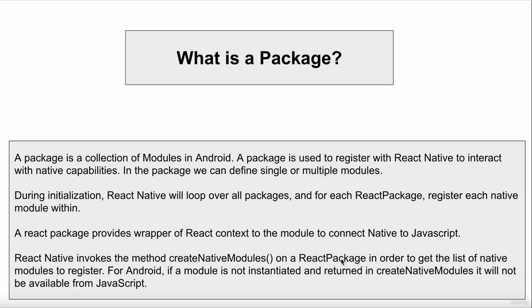React Native invokes the method createNativeModules on a React package in order to get the list of native modules to register. For Android, if a module is not instantiated and returned in createNativeModules, it will not be available from JavaScript. So we need to make sure, as a first step, to create a package file and register it to Android. So how will we do this? We will learn in the next chapter.